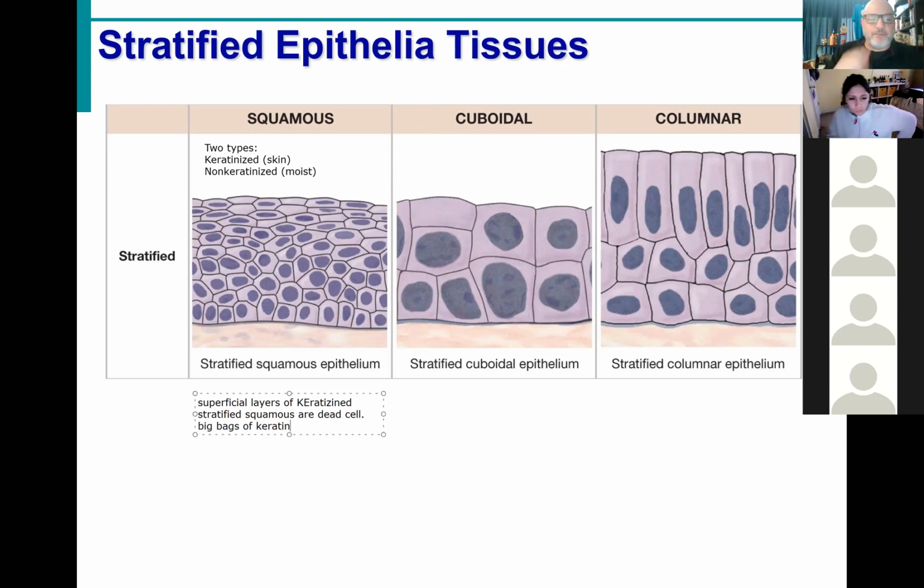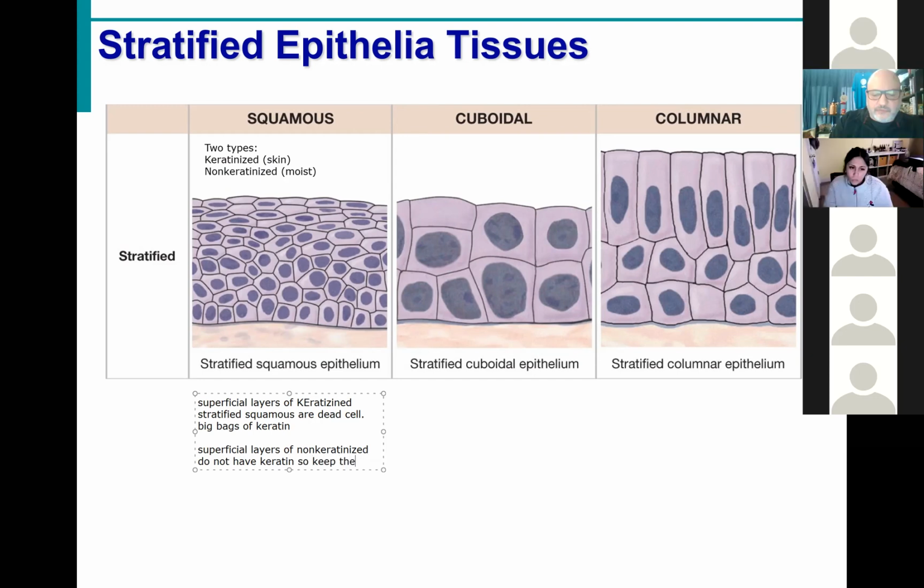Whereas the cells in your mouth, with the superficial layers of the non-keratinized, do not have keratin. So there's no reason for them to die. There's no reason for them to get rid of their nucleus. So they don't have keratin, so they keep their nucleus and are alive.